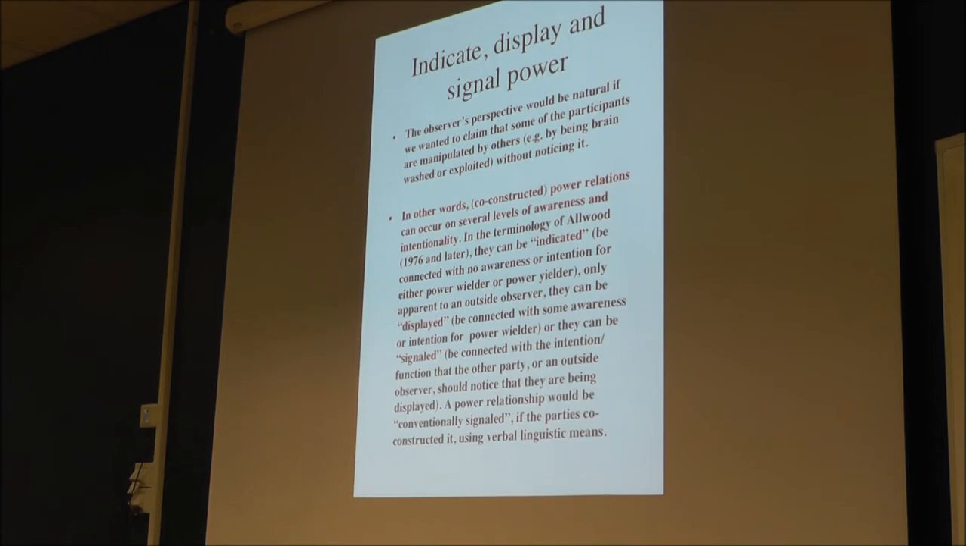Okay, so one terminology that I think you might have run into in the interpersonal communication course is these terms: indicate, display, and signal, where indicate means that you can draw conclusions about me without my wanting you to do so. So, for example, I am not right now communicating to you what my age is, but you might have been drawing conclusions about that without my having communicated it. That's an example of indicated information.